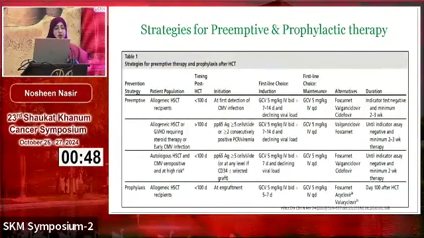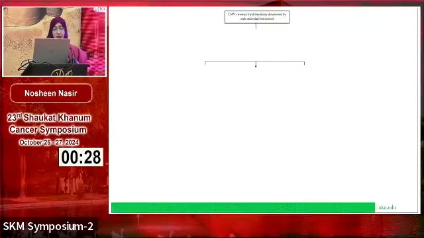Duration is until at least the indicator test that you started the treatment based on that test is negative, and the patient has had a minimum of 2 to 3 weeks of treatment. For prophylaxis, you start at the time of engraftment and you continue till 100 days after the transplant.